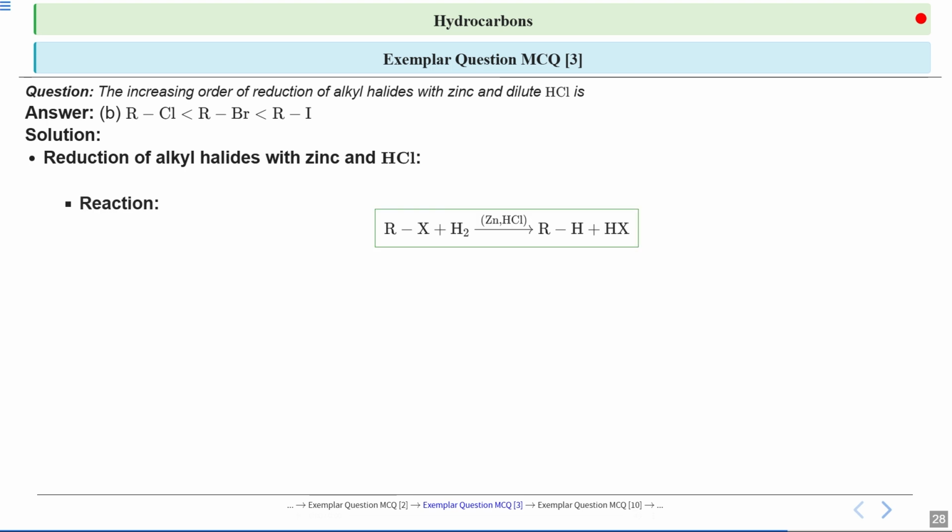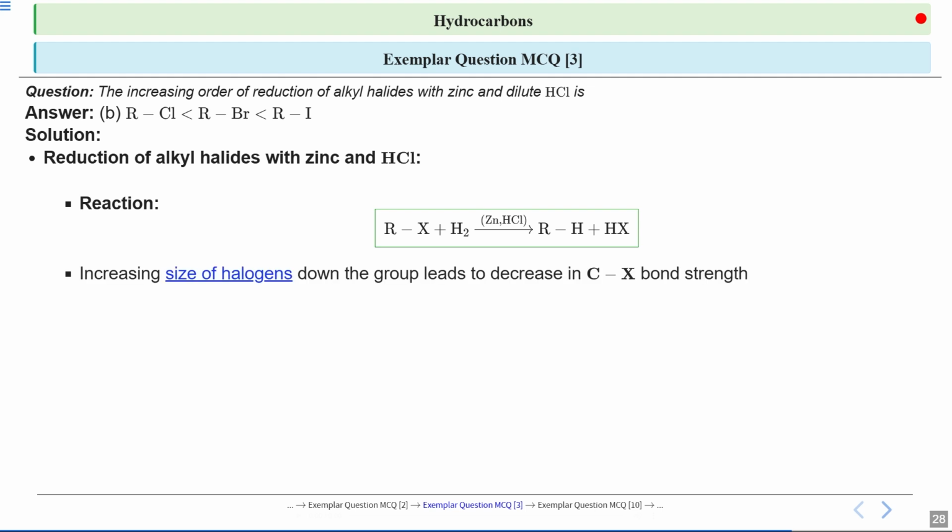Here it is shown by the general reaction, when the alkyl halide is represented as RX, which reacts with hydrogen in the presence of zinc and HCl, forming an alkane. So let us discuss the size of the halogens. As we move down the group in the periodic table, the size of the halogens increases. This increase in size leads to a decrease in the strength of the carbon-halogen bond, making it easier to break.